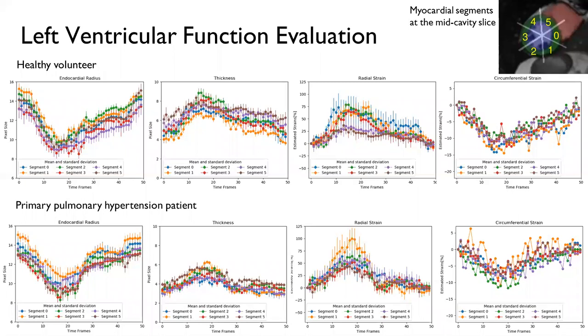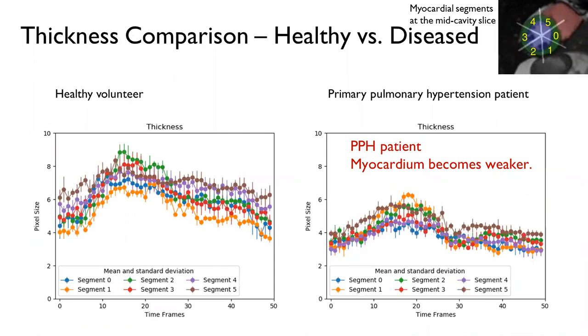This is a comparison of the healthy volunteer and the primary pulmonary hypertension patient with the proposed method. The motion characteristic features in the 6 segments of myocardium are estimated. From the plot, we can see the left ventricle thickness from 6 segments is smaller for the PPH patient compared to the healthy one. It shows the patient's myocardium becomes weaker.